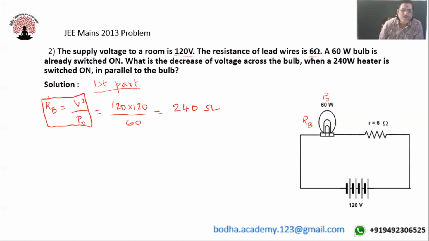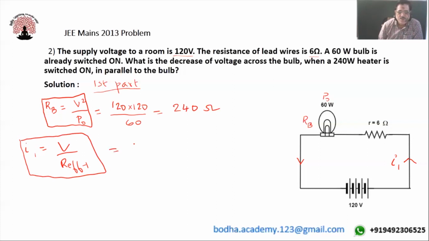Then we'll find out the current in the circuit. Current, let me denote as I1. Current in the circuit flows like this. This current can be determined using Ohm's law. V equals IR is Ohm's law. So I1 is equal to V by R effective. Effective resistance, let me call it R effective 1. I'm just applying Ohm's law here.